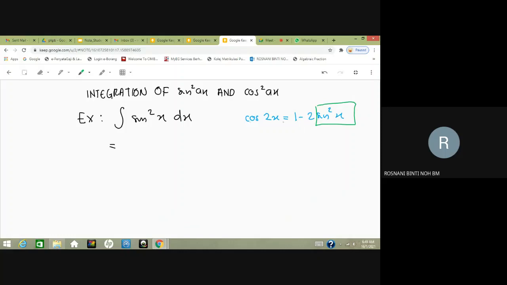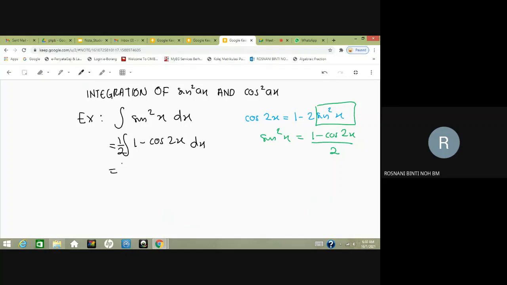Because in this formula, we have sine squared. By rearranging this formula, sine squared x is equal to 1 minus cos 2x divided by 2. So what do we do? We change this sine squared to this form, by using the double angle formula. So now it is 1 minus cos 2x divided by 2 dx. Or maybe we can take out this 1 over 2, the denominator, and write it in front of your integration.